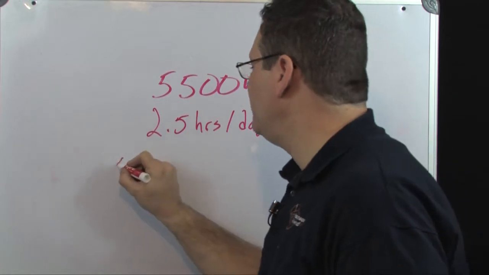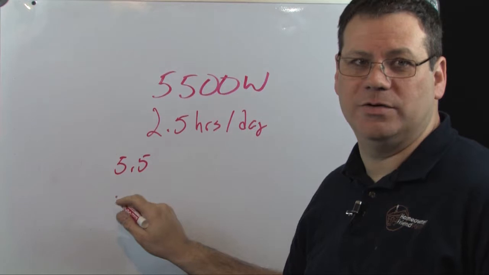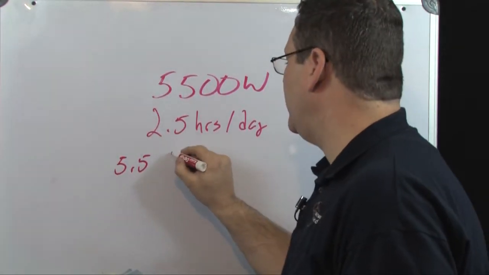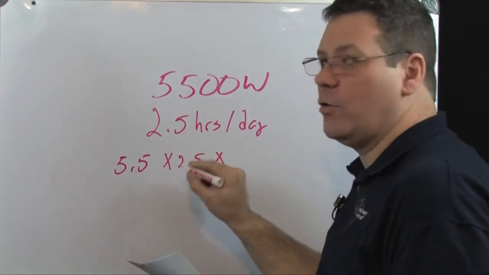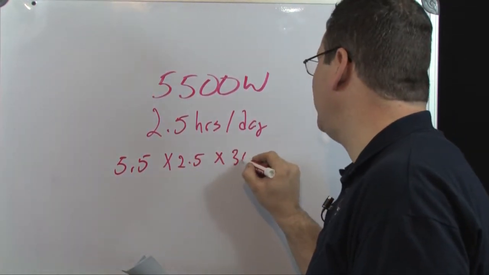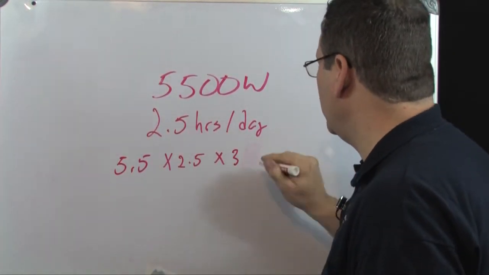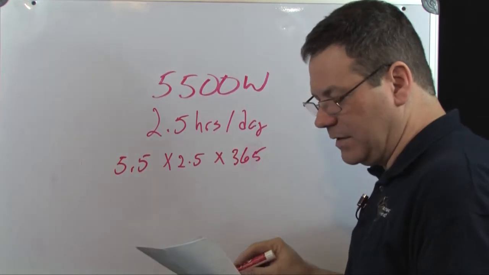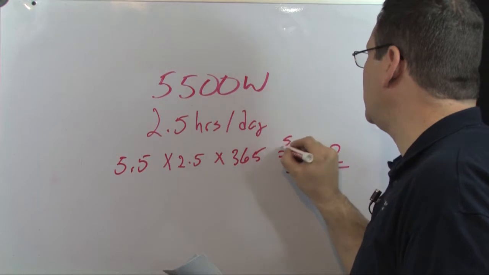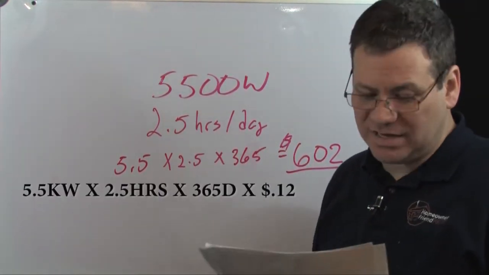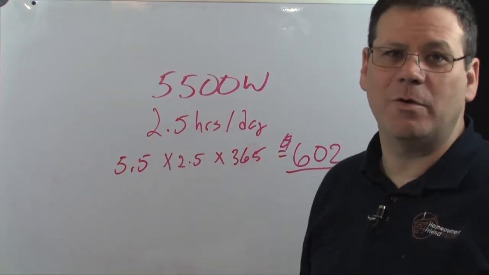So if we do 5.5 kilowatts, and I'm starting with kilowatts here, so I'm going to end with kilowatt hours, times 2.5 hours per day times 365 days a year, not counting when you're on vacation or whatever. Let's just say it's on every day of the year. The cost to run that's about $602, which works out to about $50 a month, which incidentally is about the average cost to heat hot water with an electric hot water heater each month.